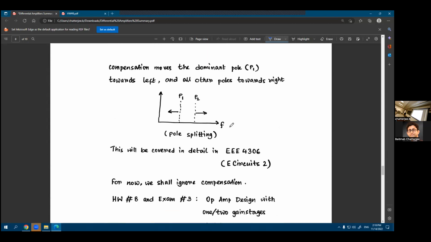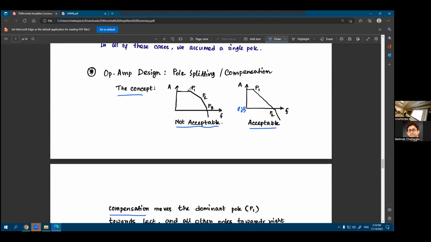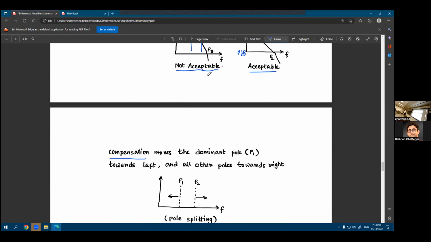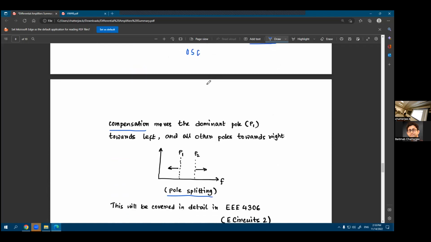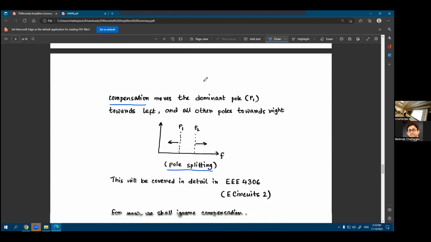So what is done in case of op-amp design is something called compensation. And now this is something that you'll learn in detail in eCircuits 2. It's not part of this course, eCircuits 1, but I just wanted to give you a brief idea about what compensation is. So compensation, also called pole splitting. What does that mean? You have two poles, let's say P1 and P2 at these two locations. And for both the poles, your gain is more than 1. And we are saying that this is not acceptable. Why? Because it might create some oscillations. And we'll see why it creates oscillation on the next page.